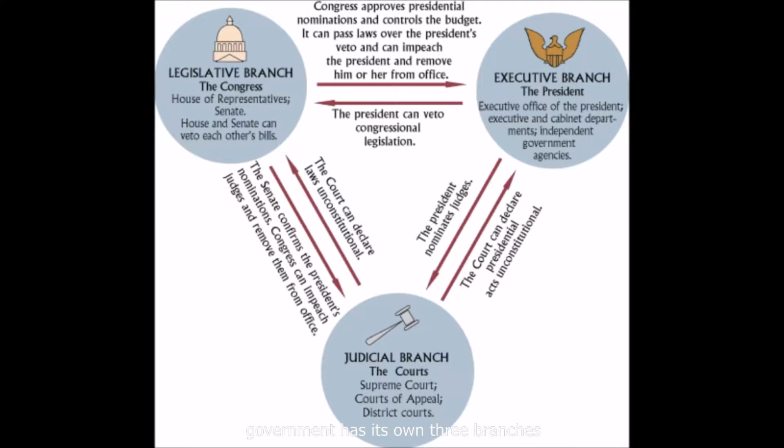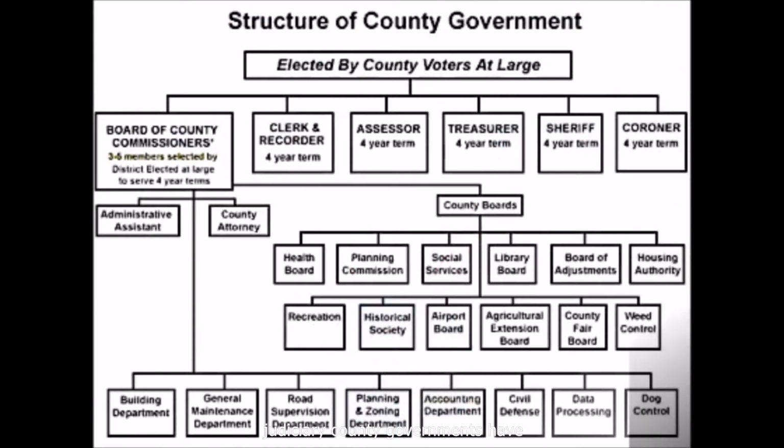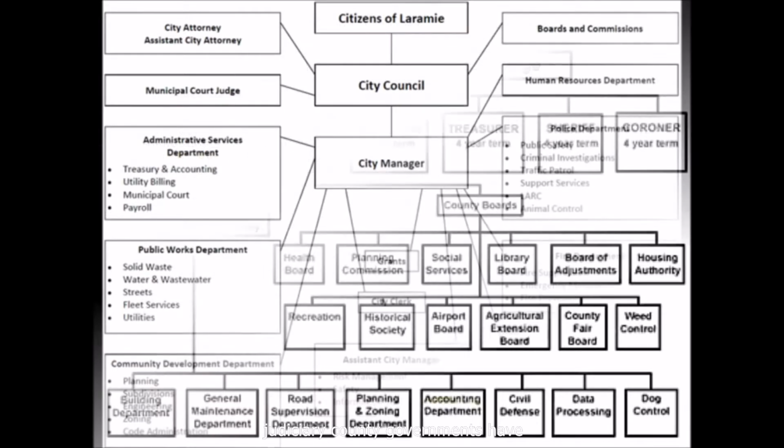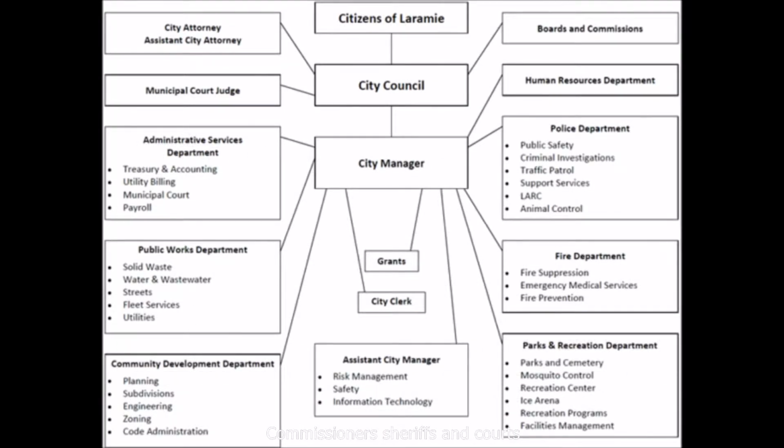State governments have their own legislatures, governors, and judiciary. County governments have commissioners, sheriffs, and courts. Municipalities, that is, city governments, commonly have city councils, mayors, and judges.